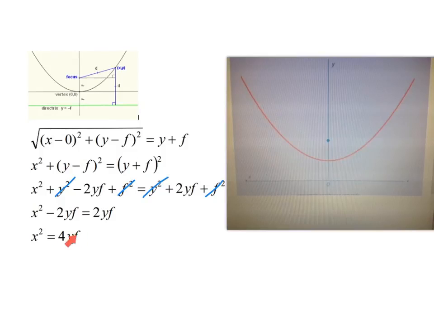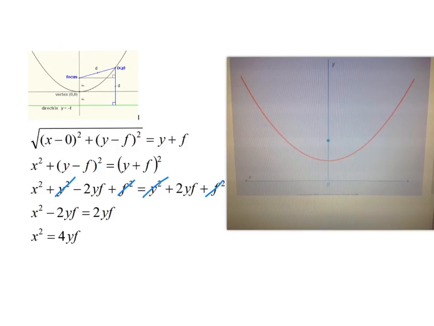So f is the distance, remember, between the vertex and the focus. So to calculate an equation of a parabola, all I need to know is how far away the focus is from the vertex, and that's f.